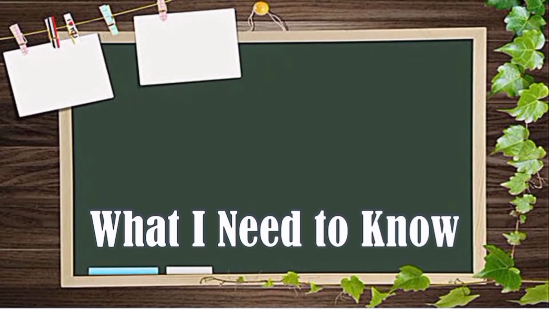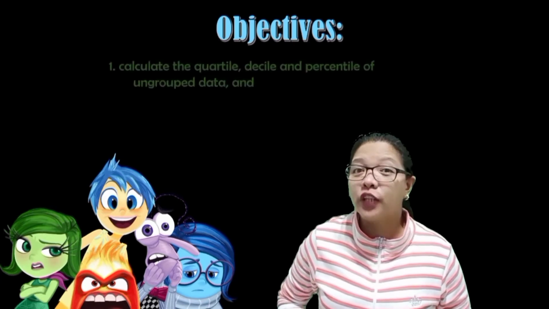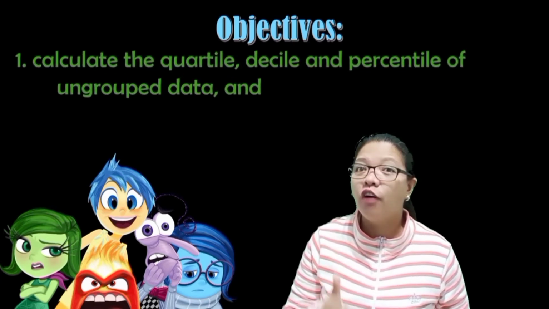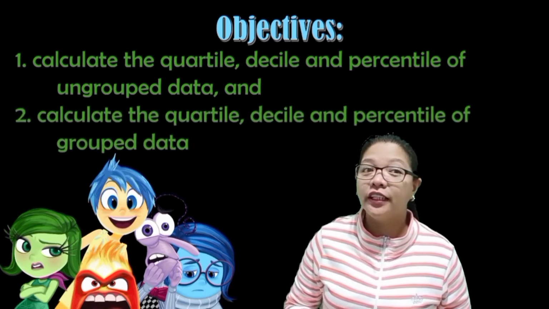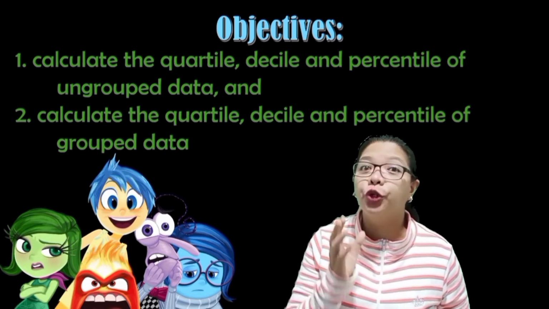What I need to know. Objectives. Number 1, we have to calculate the quartile, decile, and percentile of ungrouped data. Number 2, we have to calculate the quartile, decile, and percentile of grouped data.